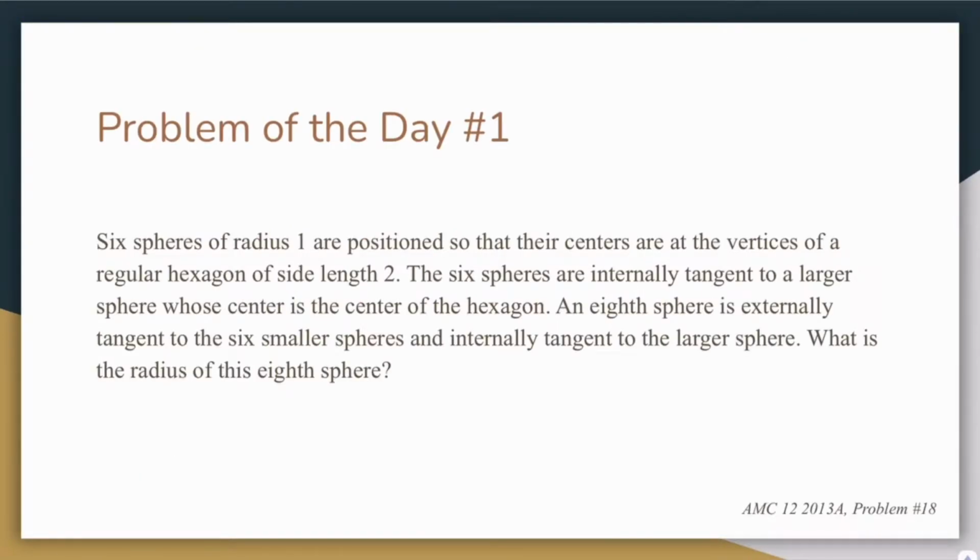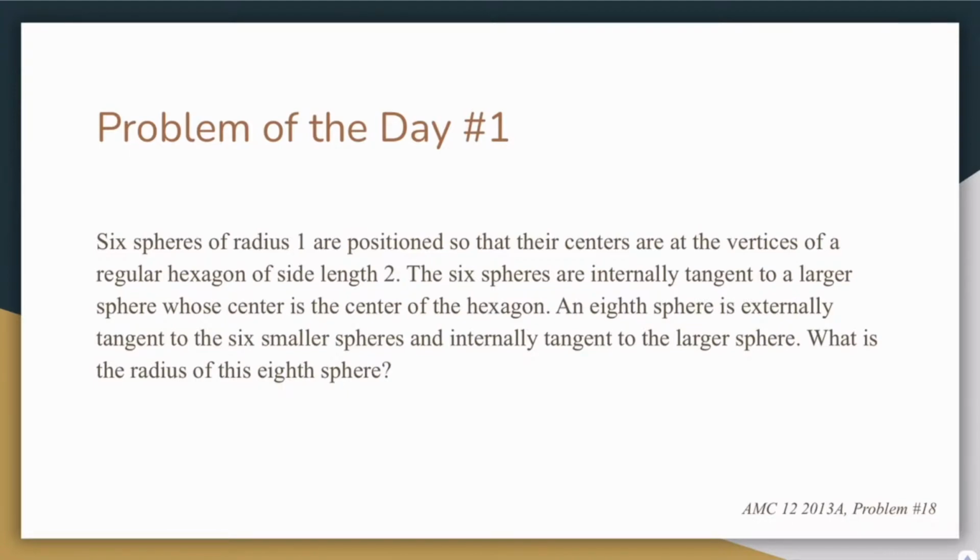Let's start with the first problem, which is problem number 18 of the 2013 AMC12A. Six spheres of radius 1 are positioned so that their centers are at the vertices of a regular hexagon of side length 2. The six spheres are internally tangent to a larger sphere whose center is the center of the hexagon. An eighth sphere is externally tangent to the six smaller spheres, and internally tangent to the largest sphere. What is the radius of this eighth sphere?